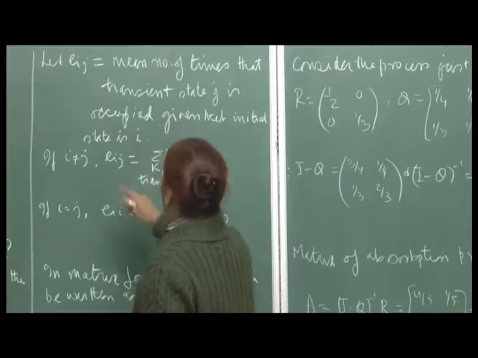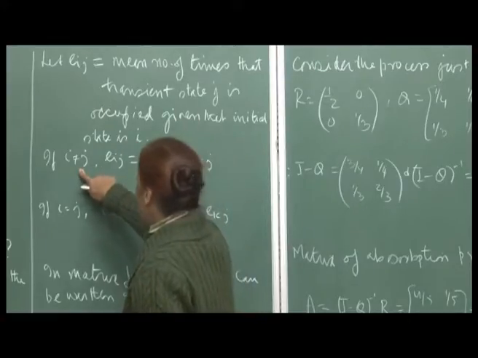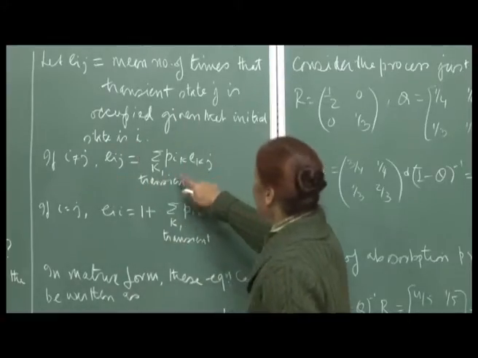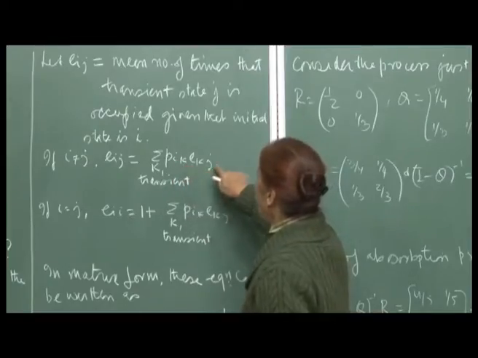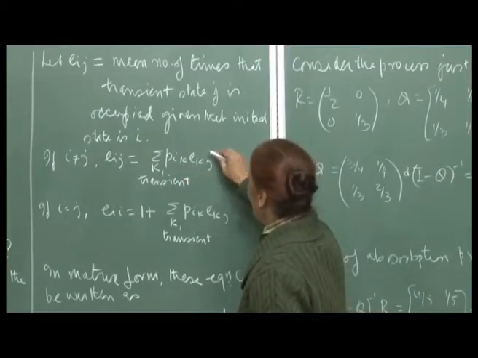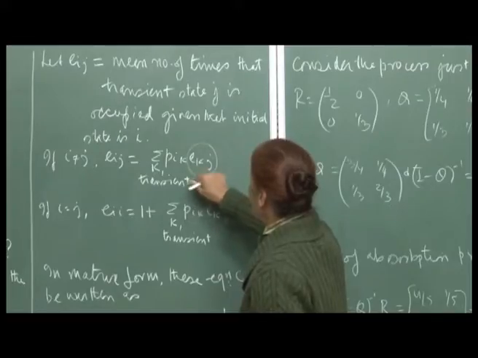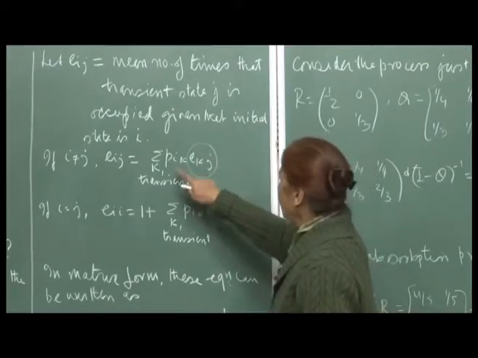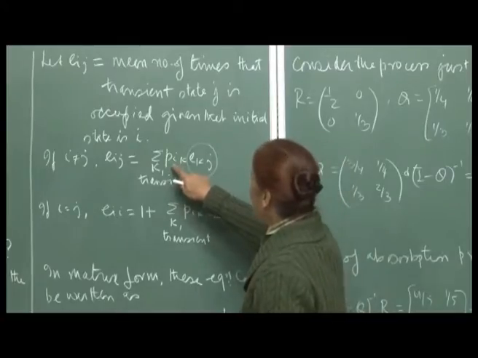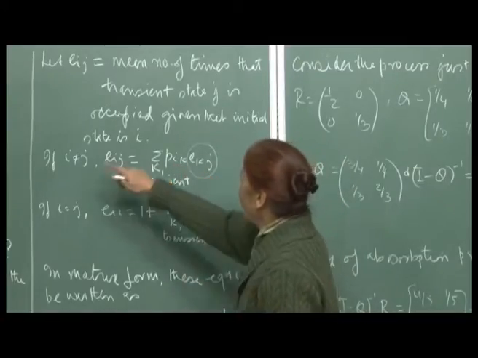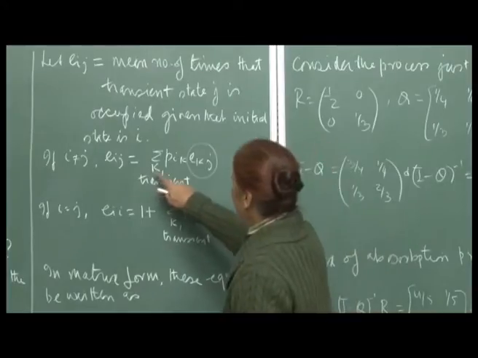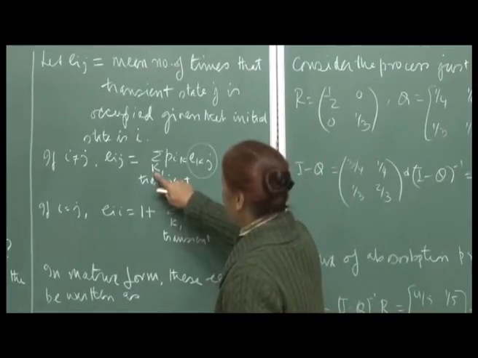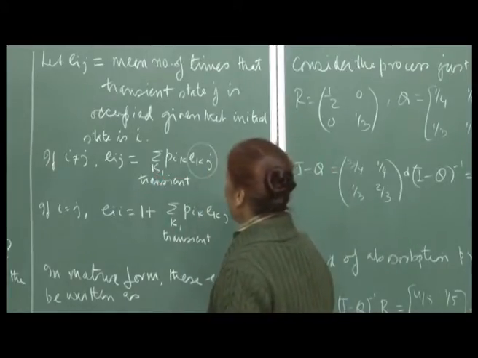So, for i to j, when i is not equal to j, you will go from i to k and then from k to j. This will be the mean number of transitions that you need for transition from k to j, and this is the probability of transitioning in one step from i to k when i is not j, and this summation will be over all transient k's. So, this is one set of equations.